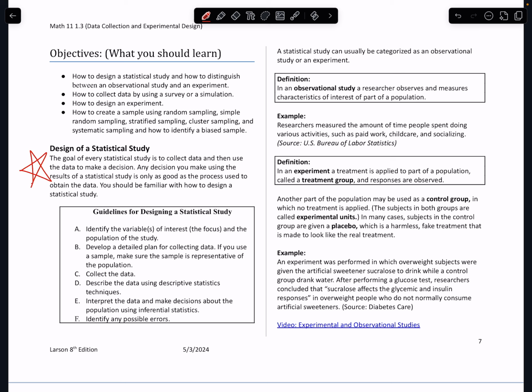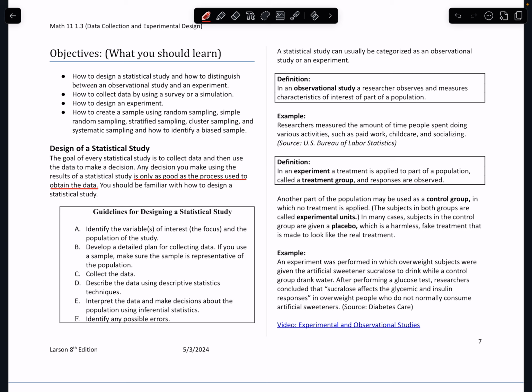But first, the design of a statistical study. The goal of every statistical study is to collect data and then use that data to make a decision. Any decision you make using the results of a statistical study is only as good as the process used to obtain the data. Okay, if your process isn't good, we can't trust that the data we collected was valid. So you need to be familiar with how to design a statistical study. And there are some guidelines down below.